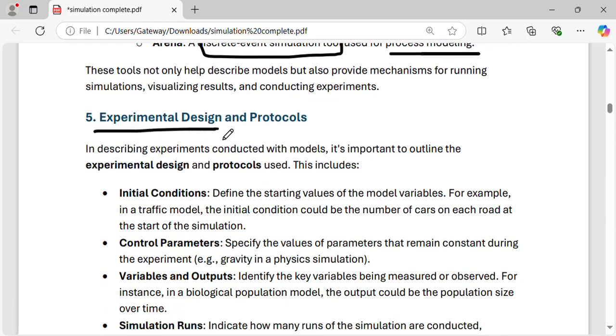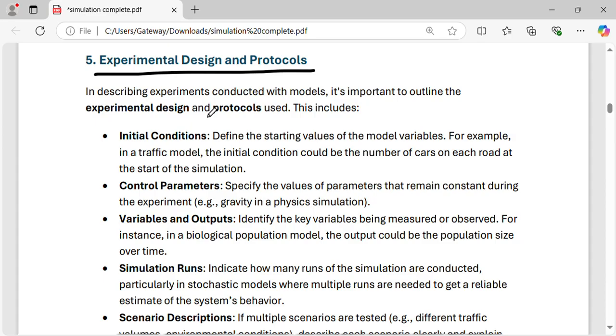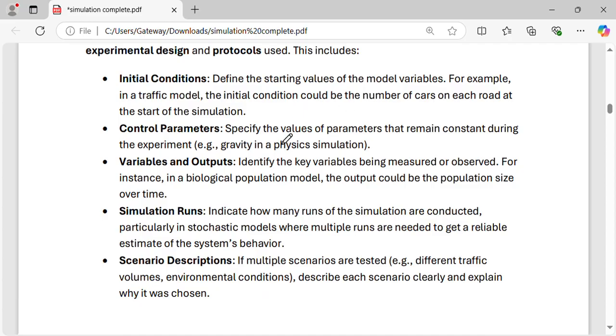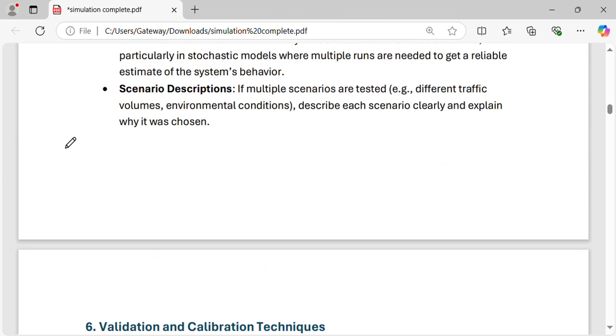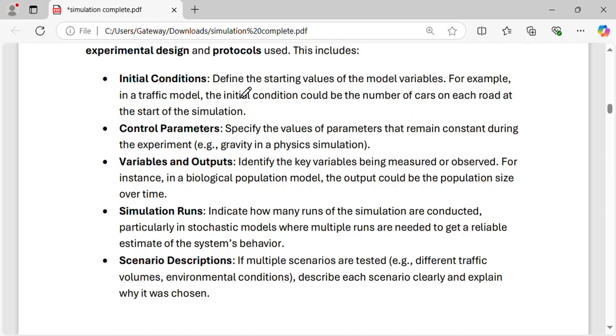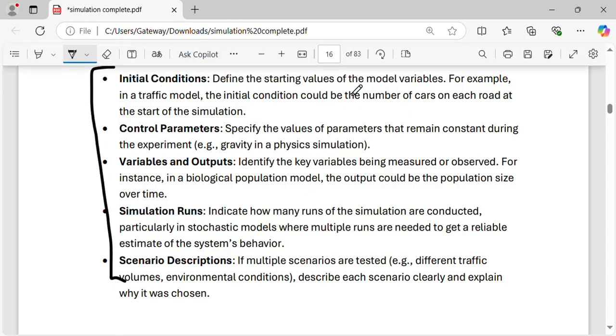And then experimental design and protocols. In describing experiments conducted with models, it's important to outline the experimental design and protocols used. So these are the essential things to write when you're working with models. Define the starting values of the model variables. For example, in a traffic model, the initial condition could be the number of cars on each road at the start of simulation. So you need to give some initial conditions.